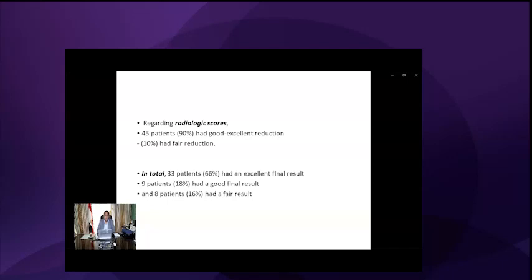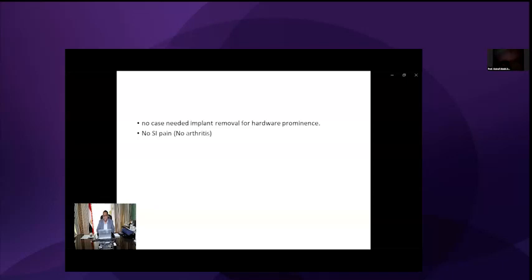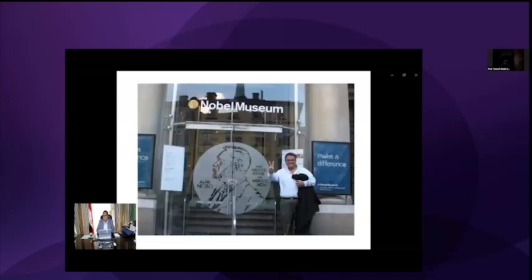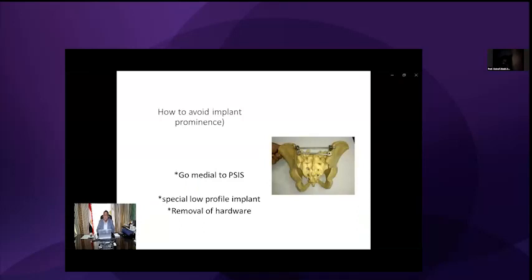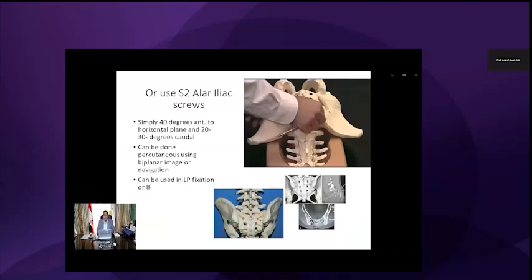So in total, we had 66% excellent final results and 18% good final results. The only problem with these implants is the prominence of the screws on the posterior sacroiliac spine, but we can start this medially. And when we do this, we avoid this prominence.